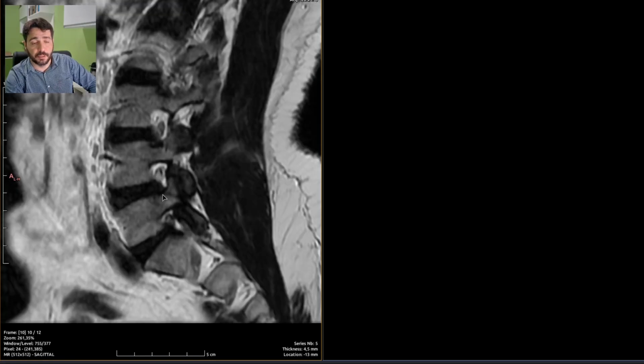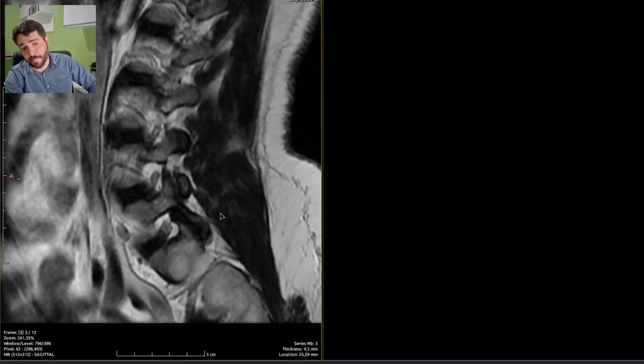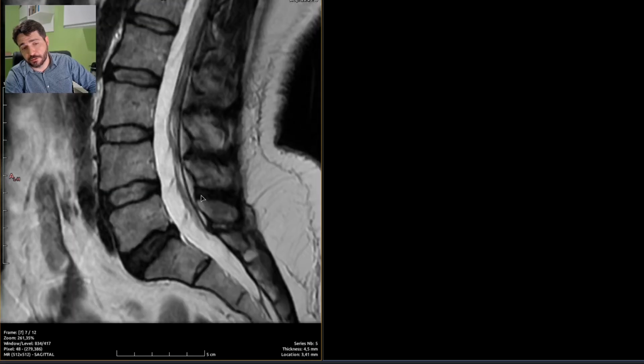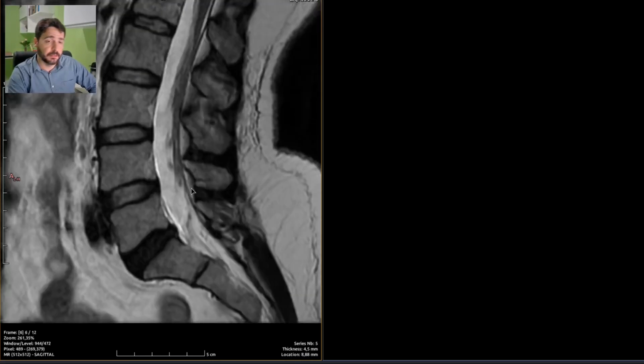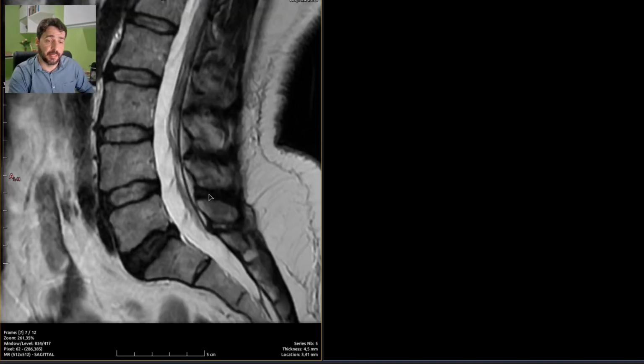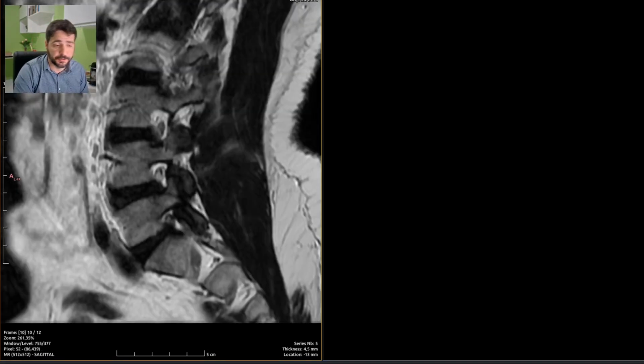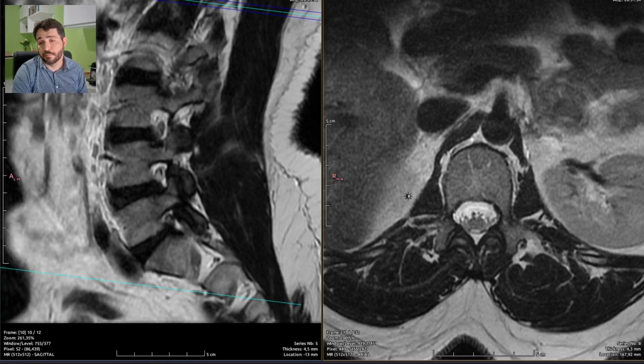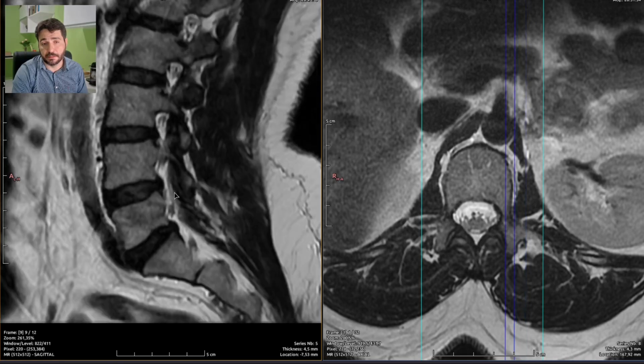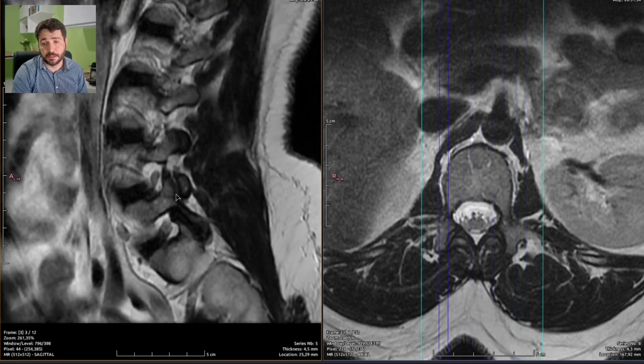In L4 and L5, that protruded disc also touches the emerging nerve root, especially on this side, which I believe is the right side. I'm just going to check it by comparing it to the axial view. So this is left and this is right.